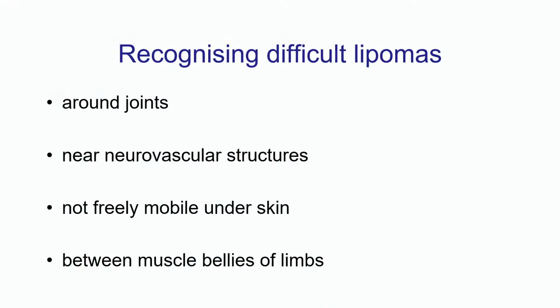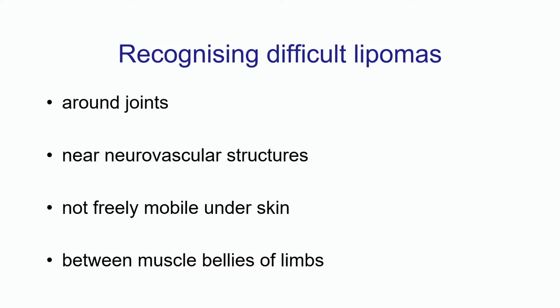Ones between muscle bellies, particularly of the hind limbs, can be more challenging. On the hind limbs, they're far more likely to be wrapped around the sciatic nerve, which is really common. And on the whole, they can be removed without damaging that, but you need to be aware of that before you start. And ones which are not freely mobile under the skin fall into two categories.